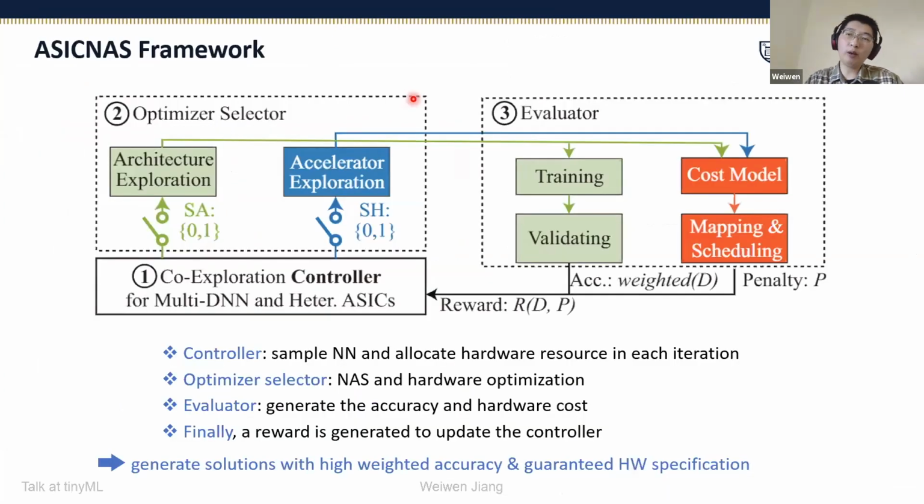To solve such a problem, we propose the ASICNAS framework. It contains 3 main components, including the co-exploration controller as demonstrated in this place. It will explore the hyperparameters of multiple DNNs and also the heterogeneous ASIC parameters like the bandwidth and the number of processing elements. We also integrate the optimizer selector, which will help us to speed up the search process. Finally, we also integrate the evaluator to obtain the accuracy and a penalty in terms of the design specifications.